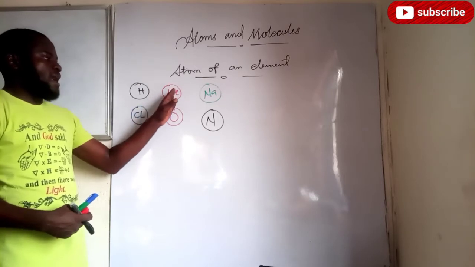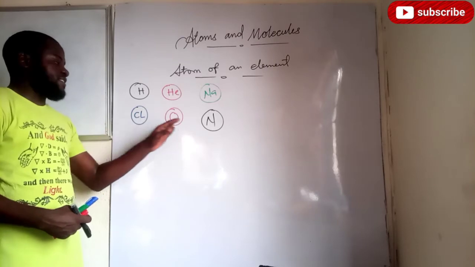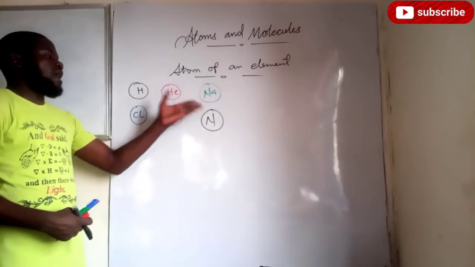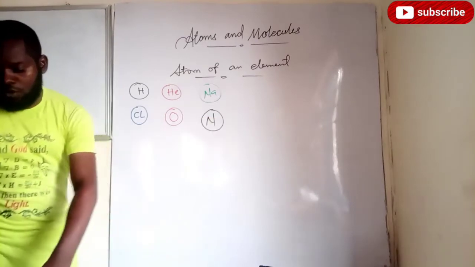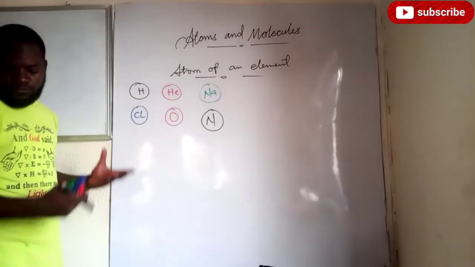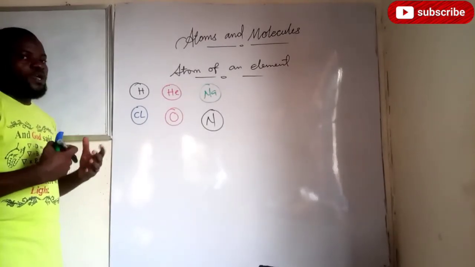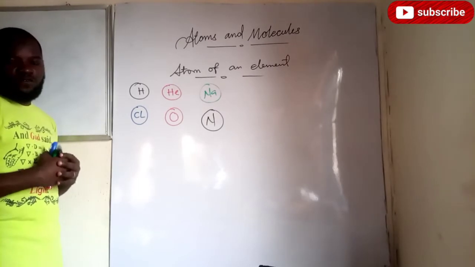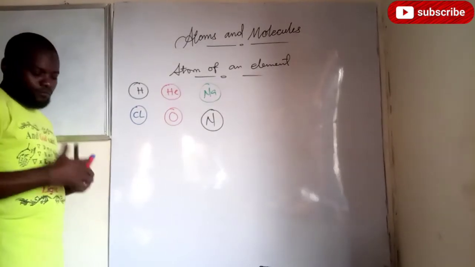And the number of protons we have here is different from the number of protons that we have here, and it's also different from the number of protons that we have here. Okay? So if that should be the case, we can then look at molecules of an element. Now, how do we go about that?